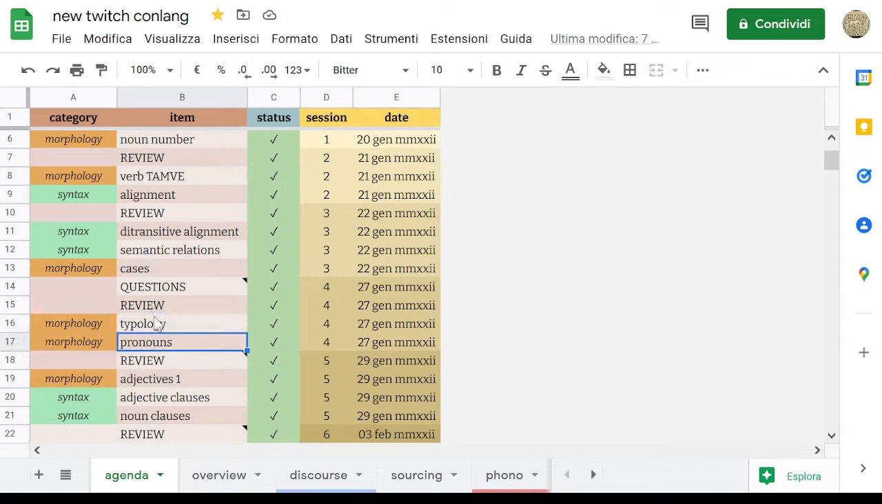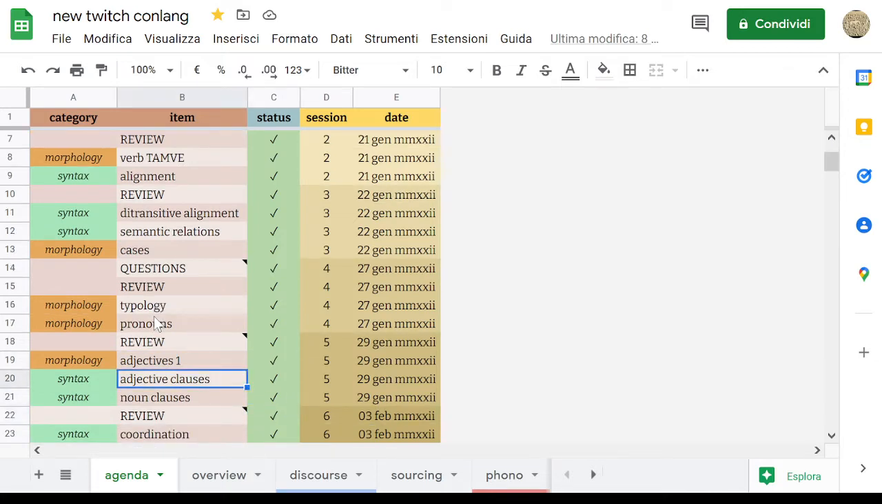Then I talked about the pronouns that I'm going to have. And we talked about adjectives for a while, and I determined that adjectives are going to basically be verbs in this language, stative verbs, and the way that you use adjectives is you're basically having a relative clause describing the noun. We talked about adjective clauses. We also talked about noun clauses.